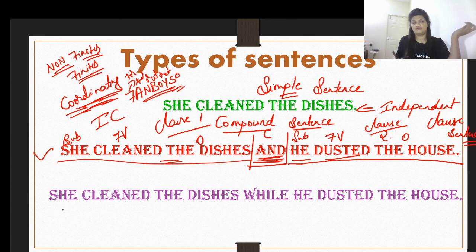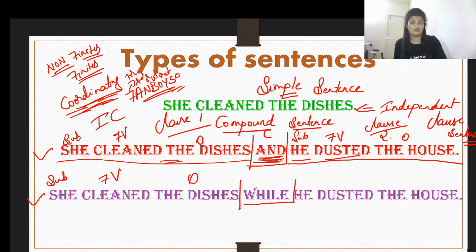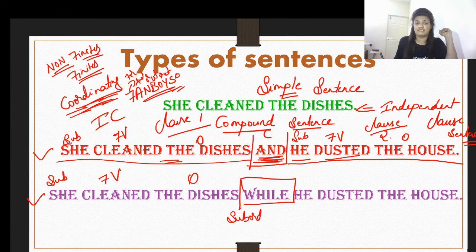Now let us move on to the third one, which is she cleaned the dishes while he dusted the house. Now let us analyze this statement. We have our subject here, and then we have our finite verb and the object. And what do we have here? This is the conjunction. What type of conjunction is it? This is our subordinating conjunction.